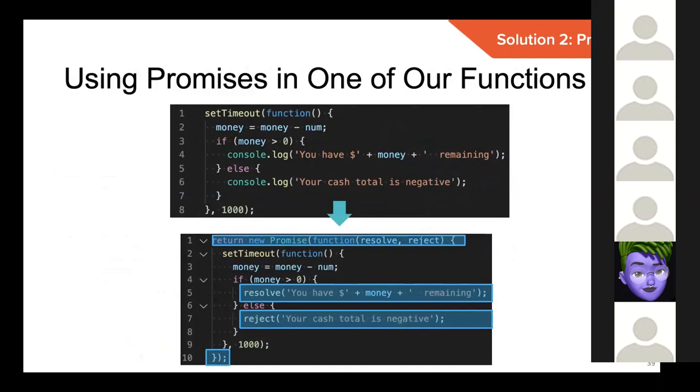So let's take a look over here. We've got this setTimeout function that we were using before, and we're going to wrap it in a promise. And so to wrap it in a promise, we return a new promise. And if the money is greater than 0, then we resolve, else we reject, which is essentially saying we throw an error.